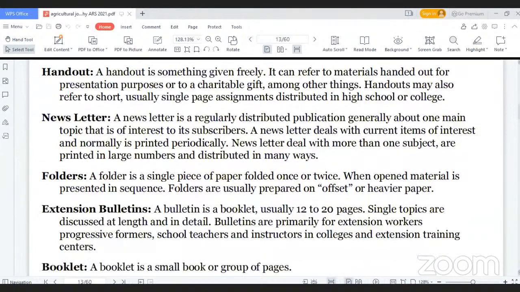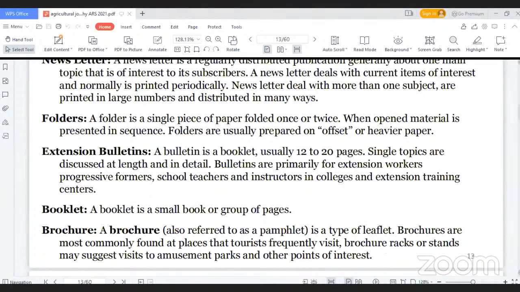Folders, as I told you, are a single piece of paper folded once or twice; a leaflet may be folded 2 to 3 or 3 to 5. An extension bulletin usually covers 12 to 20 pages, with single topics discussed at length in detail. For example, sugarcane cultivation in Maharashtra and its procedure, or grapes cultivation, as grapes are most cultivated in our Nashik district.